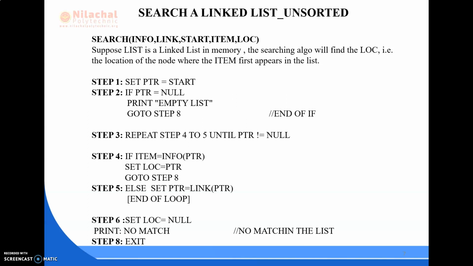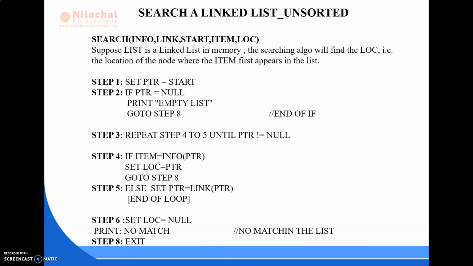At the very first step, we will set PTR equal to start. In the second step, if PTR is equal to null, that means there is no data entered in the linked list, so the list is empty. If the list is empty, it is unnecessary to search for any item there. So we will go to step 8, that is, we will exit or stop. If PTR is not equal to null, then we will come to step 3. Step 3 says to repeat steps 4 and 5 until PTR is equal to null.